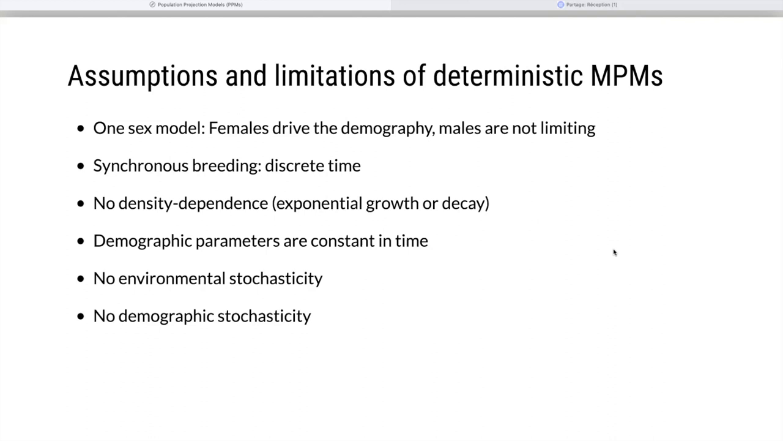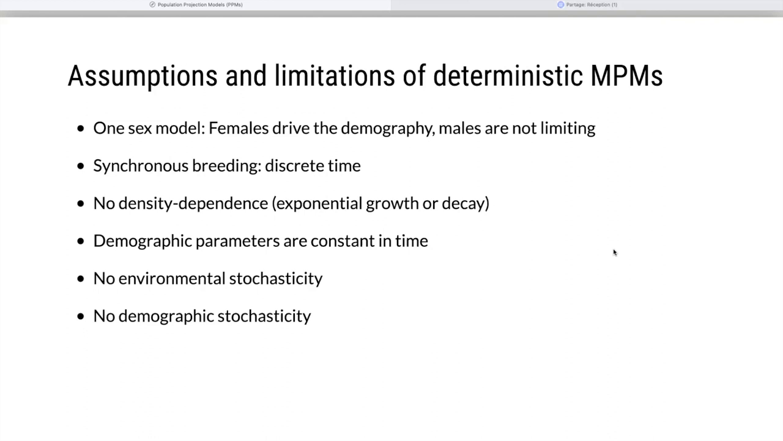We assume no demographic stochasticity. And demographic stochasticity is important, especially in small populations. So when we say that survival probability is 0.8, it could well be that some years, just among 10 individuals, not exactly 8 would survive, okay? But just by chance, some of them will, some of them won't. Same for the number of offspring. So that's just random individual fluctuations, and it can increase extinction probability, especially for small populations. So if you're working with small populations, it's probably better to include demographic stochasticity in the models.